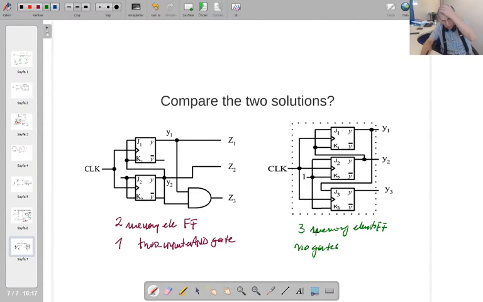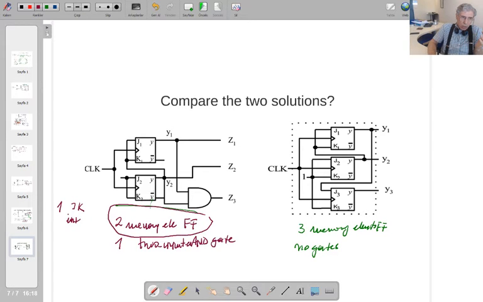How am I going to consider these two now? You're going to consider the cost, the money that you're going to pay for those elements. In one integrated circuit there are two JK memory elements. So this is one JK integrated circuit.